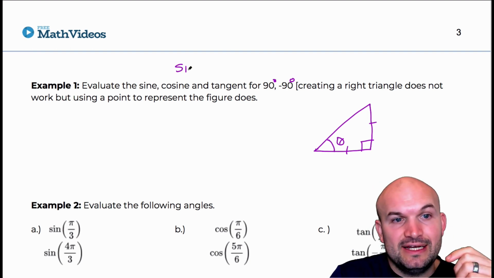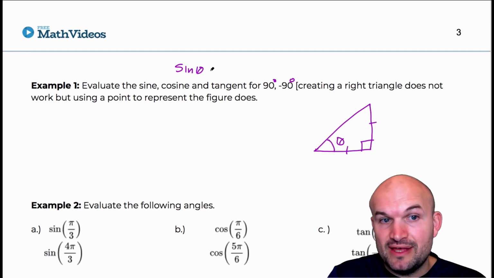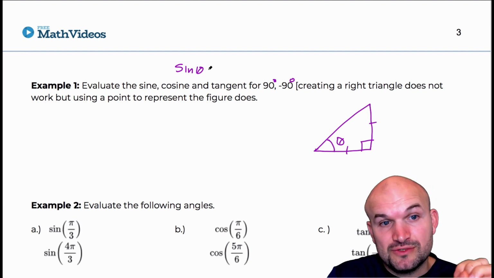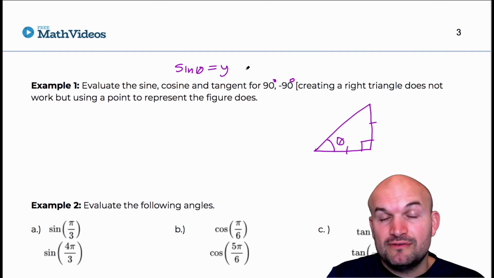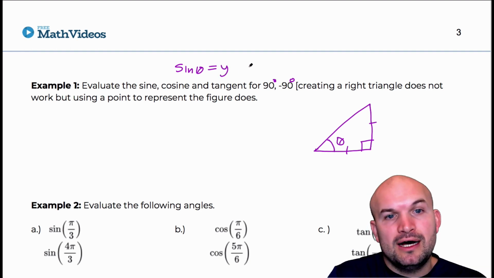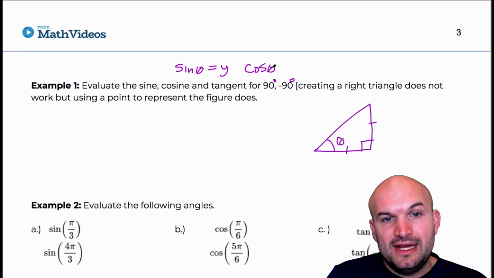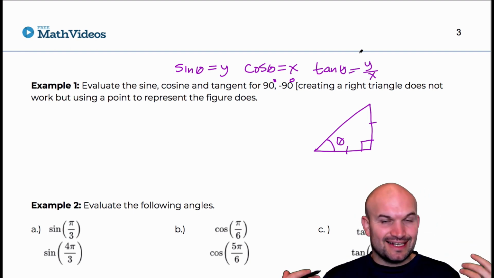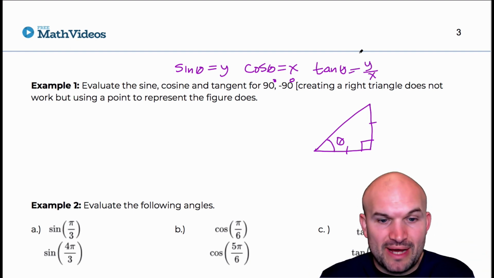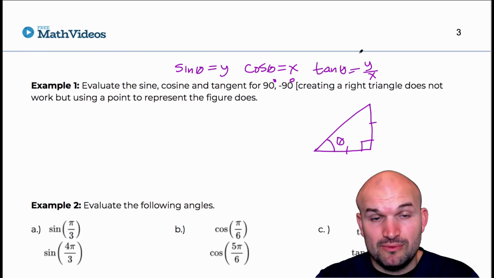So what we're going to want to do in this case is go back to our definition. If we remember the unit circle, when the radius is equal to 1, the sine of theta is equal to the y-coordinate of the point on the unit circle, the cosine of an angle is equal to the x-coordinate, and the tangent of the angle is equal to y over x. So the right triangle is not going to help us here. What we have to do is go back to what we talked about with that unit circle.